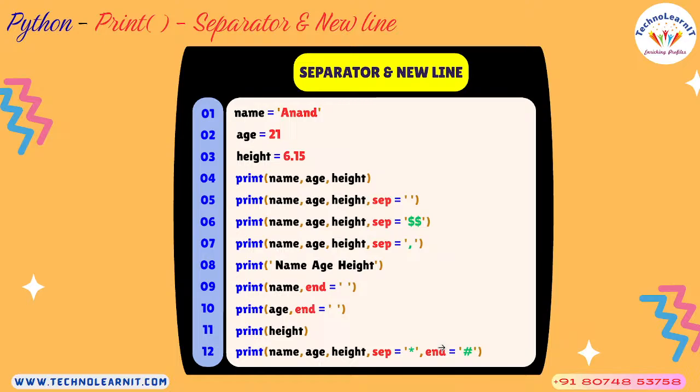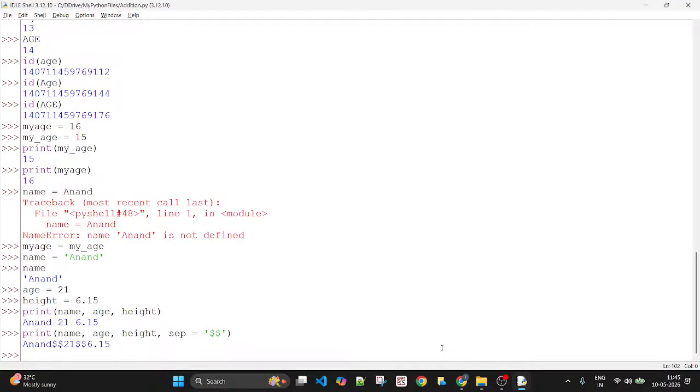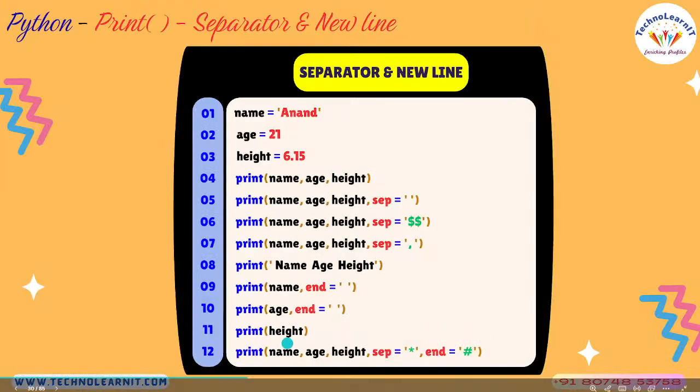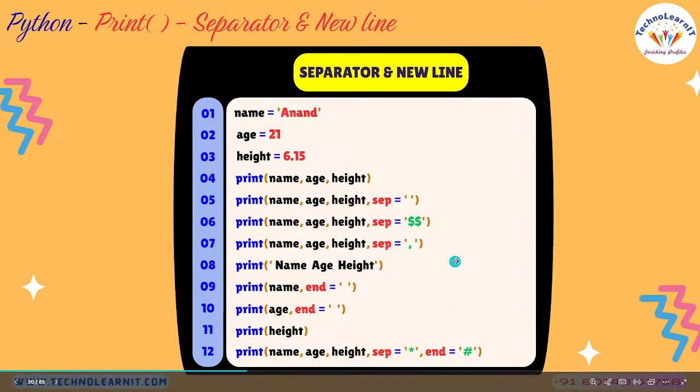Yes, this time the separator is comma. So I can ask Python to use comma as a separator while printing the values of these variables. As you see, Anand comma 21 comma 6.15. So this is how you can customize the output.